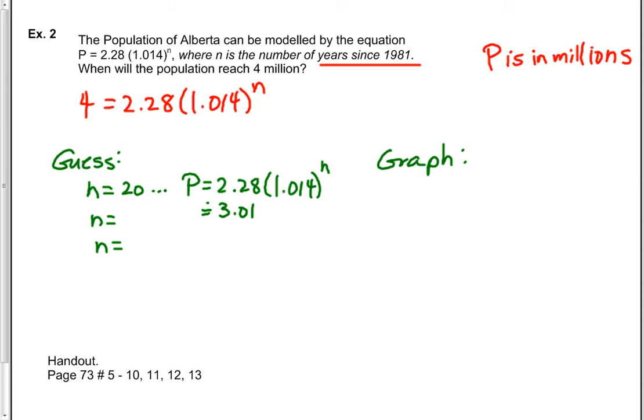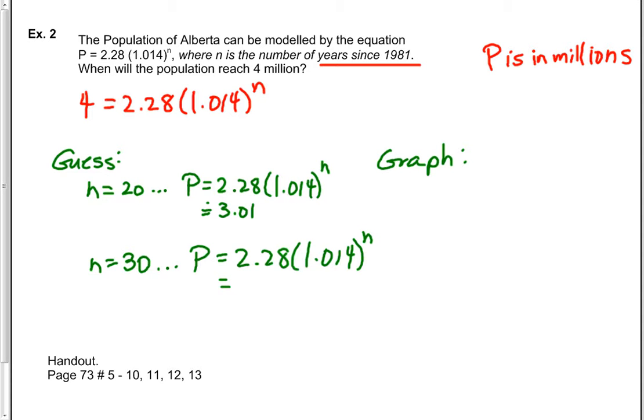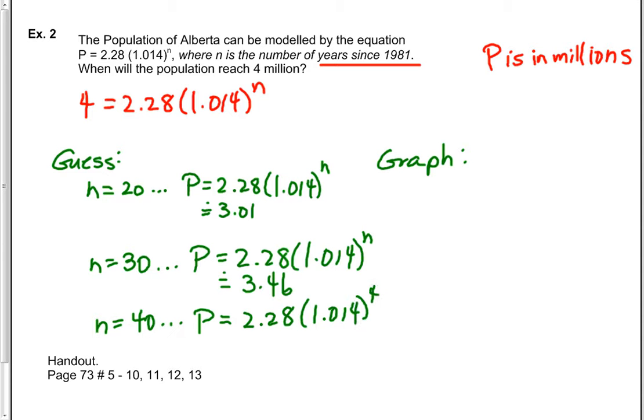So I'm not to the 4 million yet. Let's go 30 years. So the population in 30 years is 2.28 times 1.014 to the 30, and we'll get 3.46 million. One more, n equals 40 years. 2.28 times 1.014 to the 40 is about 3.98 million, which is really close.